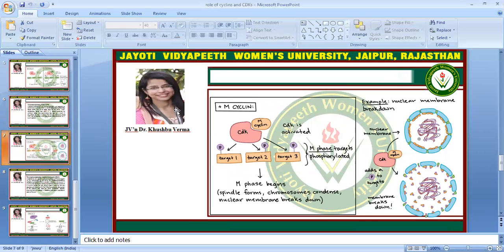Here we can see in the diagram, if there is M cyclin, it will be attached to CDK, then the CDK is activated and will phosphorylate its targets, and M phase begins, meaning the spindle forms, chromosome condensation starts, and the nuclear membrane breaks down. For example, here we can see the nuclear membranes are properly present, but when CDK binds to the M cyclin, it adds phosphate groups to the targets and the membrane will start to break down and disappear.